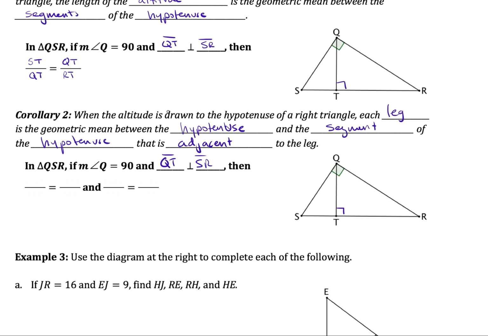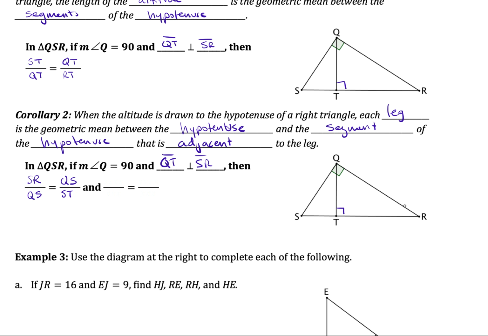Now it says that the leg is the geometric mean. So I know that QS will go in these two spots. And it's the geometric mean between the hypotenuse and the segment of the hypotenuse adjacent to, or next to, that leg. So I know the hypotenuse length, SR, goes in one of these two spots, and this other one will be the part of the hypotenuse that's next to the leg that we're looking at, QS. So here's QS, that means ST is adjacent to the leg QS. So ST goes in our other spot right there. Now that's for leg QS.